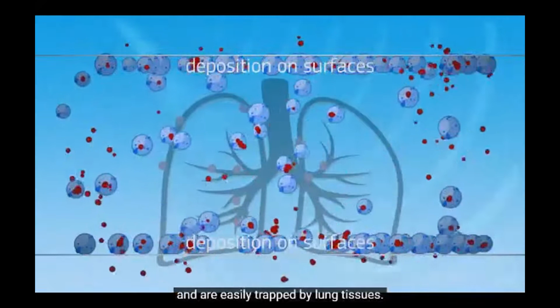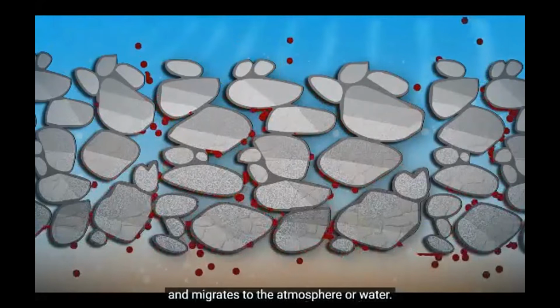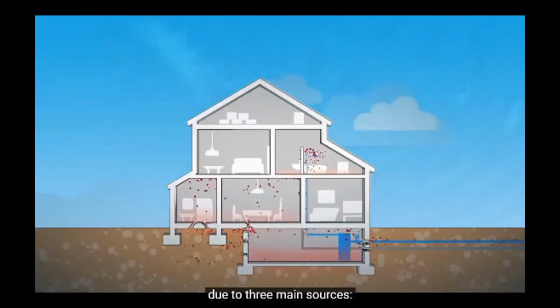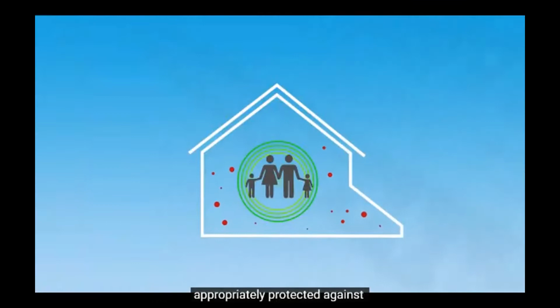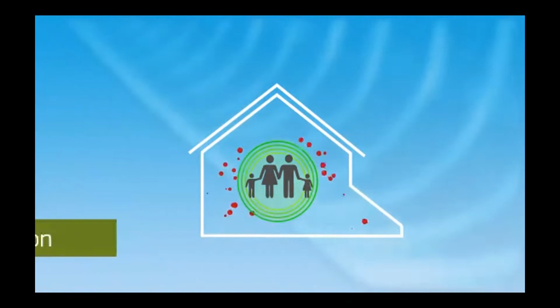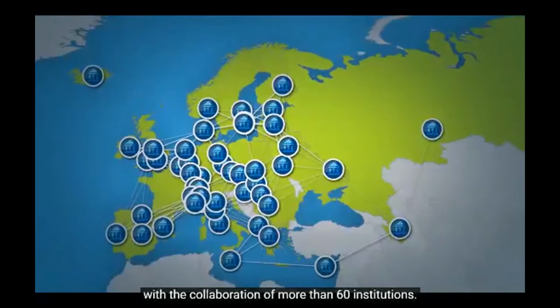As radon forms by radioactive decay inside mineral grains, some of it escapes into the pore space and migrates to the atmosphere or water. Indoors, radon can reach elevated levels due to three main sources: underground soil, building materials, and water. European regulations stipulate legally binding standards to ensure that individuals are appropriately protected against exposure to indoor radon. To gain a clearer overview of the natural sources of radioactivity, the Joint Research Centre of the European Commission launched the European Atlas of Natural Radiation with a collaboration of more than 60 institutions.